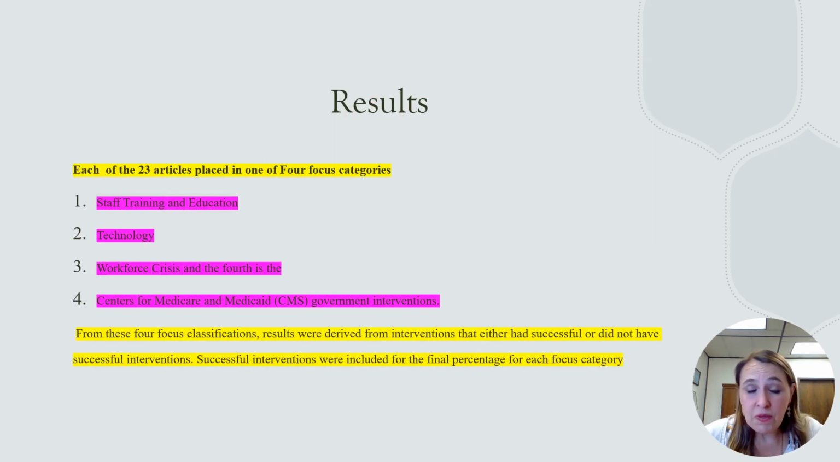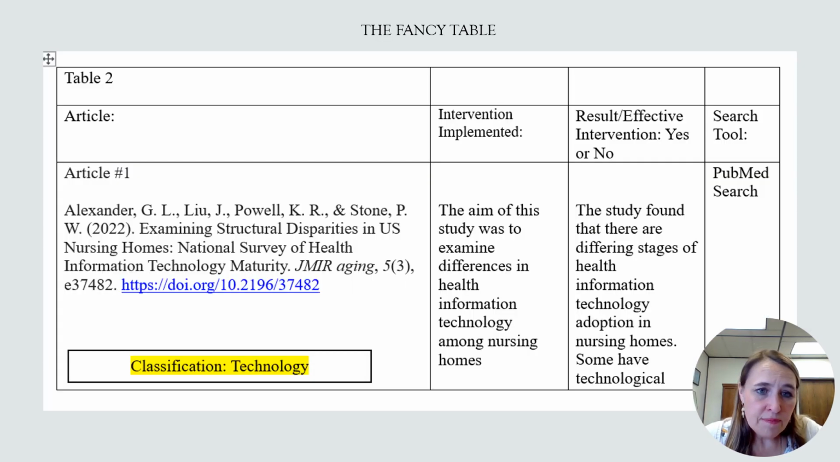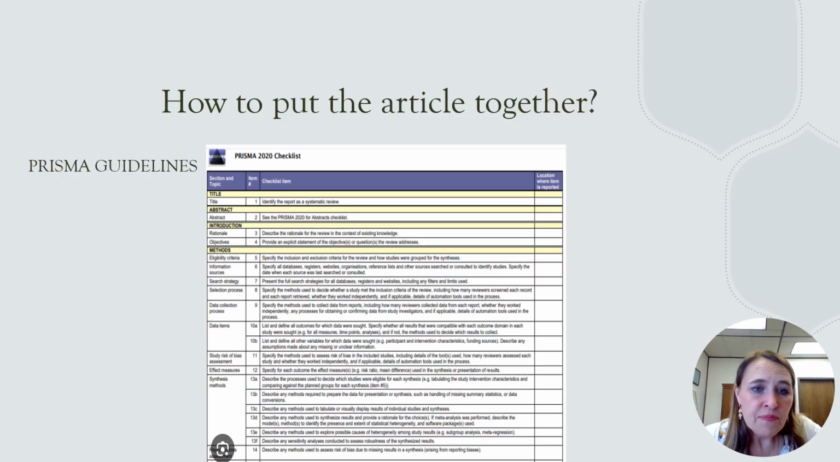So this is just explaining the 4 focus groups and how I came to that conclusion. I also did an annotated bibliography, and I made a table to organize all of my data. Here's an example of my table that I used in my article. For each article that met the inclusion criteria, I gathered data about that particular article to look at the types of interventions they had for patient safety and quality of care in long-term care facilities.